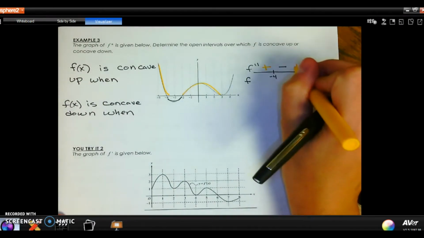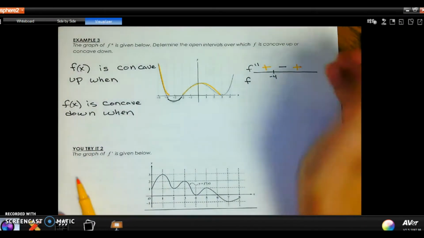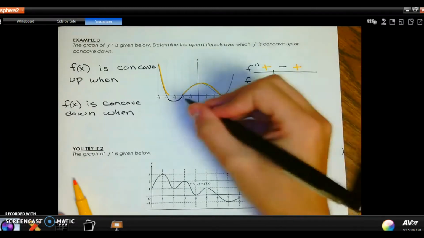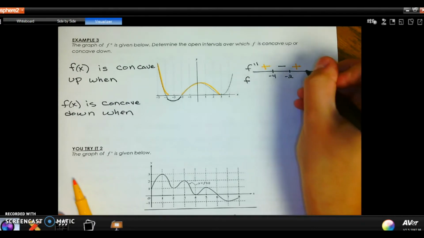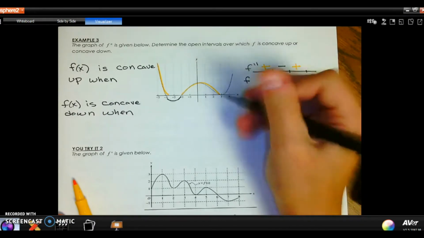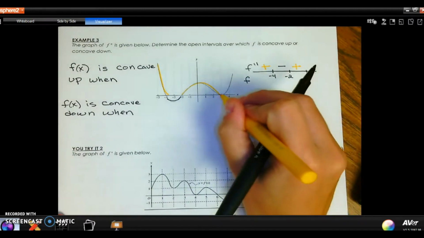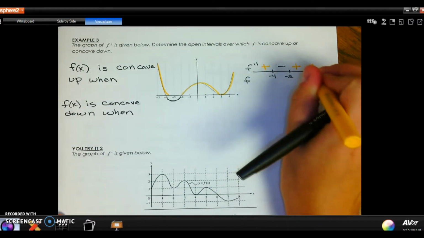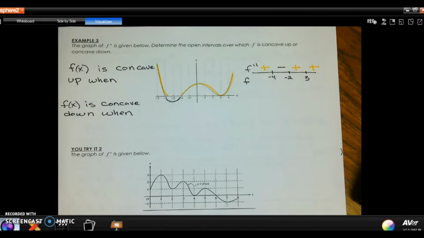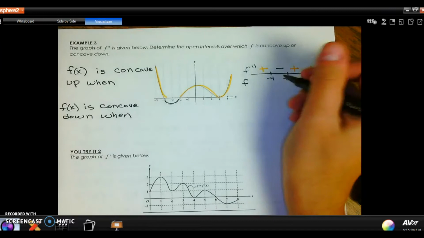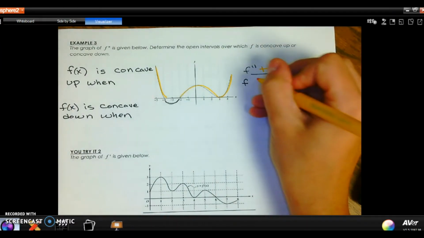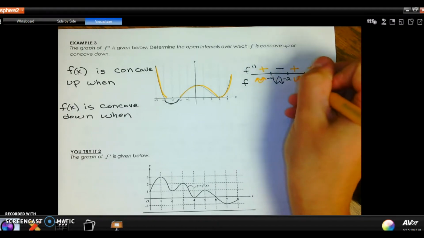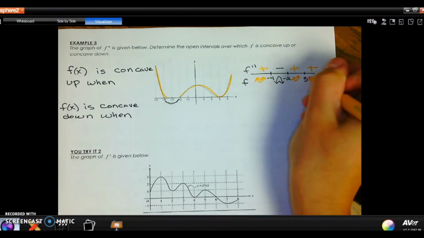So we'll say that it goes positive, and then again, that change from negative to positive here occurred at -2. And then at 3, it touches there, but then it still stays positive. So we've got something that looks like that. Okay, so if I'm interpreting this sign chart, that tells me that it's concave down just where that is negative, and concave up here, and here, and here.